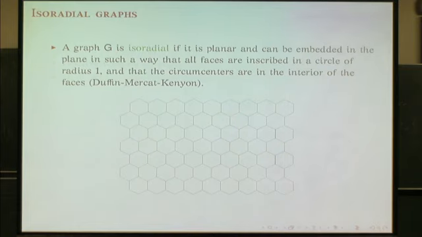So we'll be interested in the Ising model defined on isoradial graphs, which are a specific family of graphs. So now I will define what an isoradial graph is. So a graph is isoradial if it is planar and if it can be embedded in the plane in such a way that all faces are inscribed in a circle of radius 1. And also you ask that the circumcenters are in the interior of the faces. So probably isoradial graphs were first introduced by Duffin when he wanted to study discrete holomorphic functions on graphs. And then they were put to very beautiful use by Mercat in 2000. And the definition as stated here is given in a paper by Kenyon.